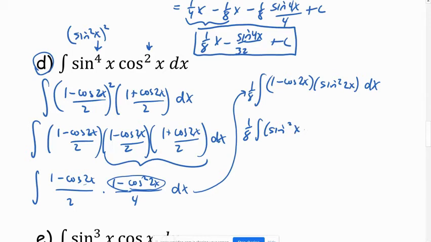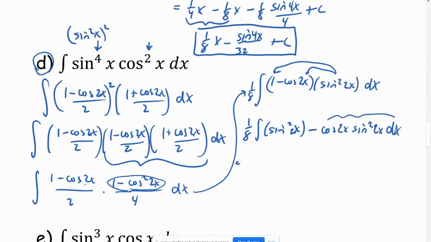Sine squared of 2x, so I'm distributing here and here, so that was sine squared of 2x, and then minus cosine of 2x times sine squared of 2x dx. And I'm going to split that up into two different integrals so that I can use substitution on this one.